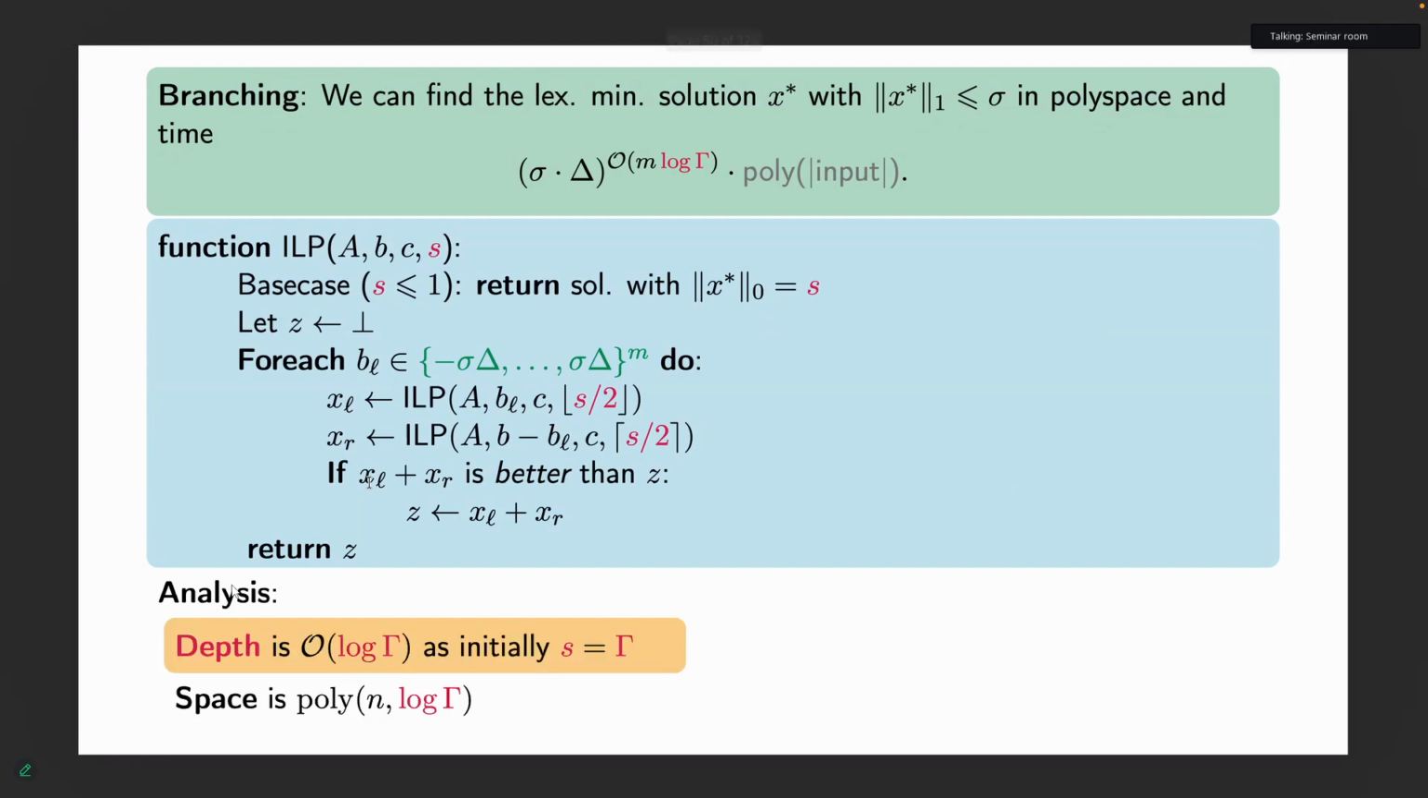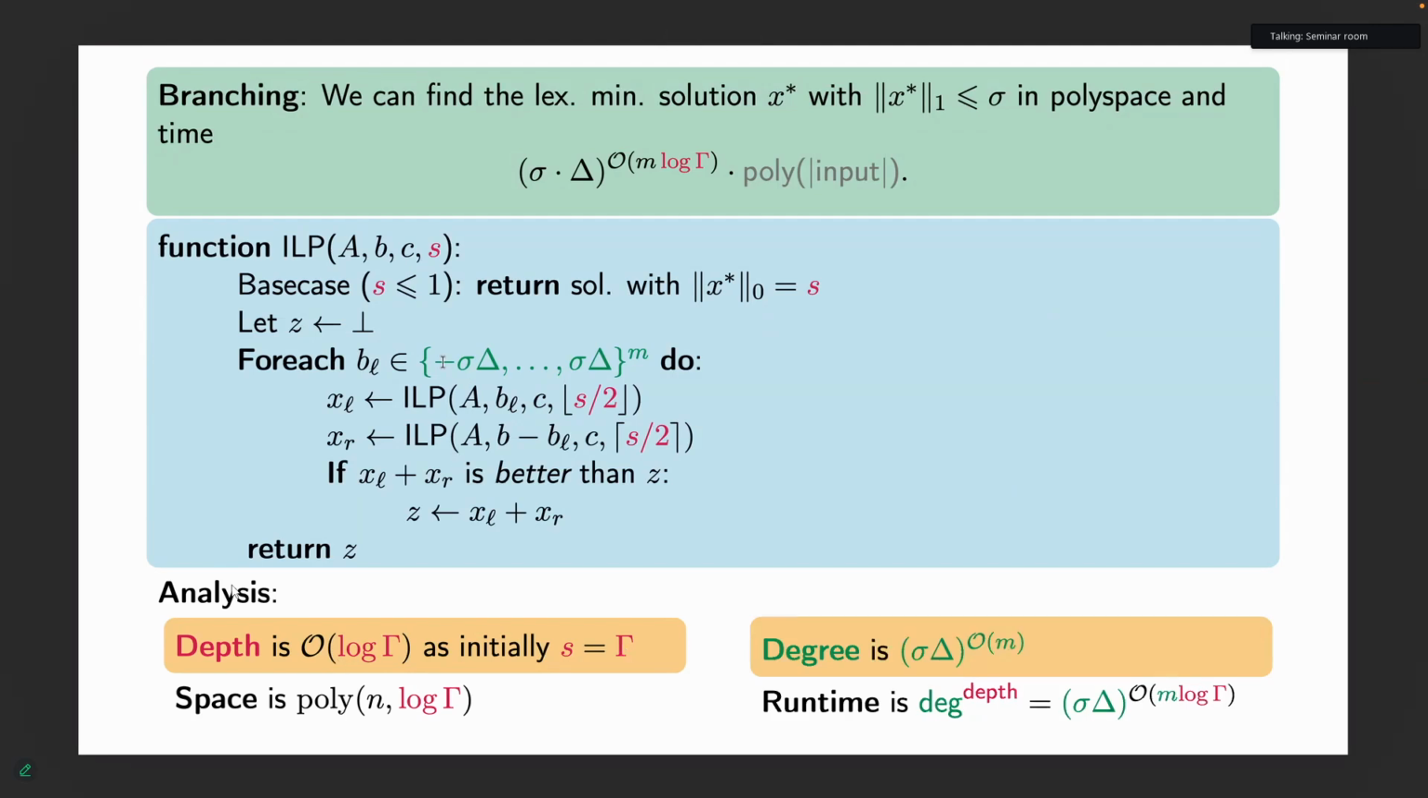For the analysis, as I already told you, the depth is just log gamma. This is the bound of the support. Space is also polynomial because that's the depth of my recursion. The degree of my branching procedure is the size of this green expression here, and this is sigma times delta to the power order of n. So if you now analyze the size of the branching tree, this is the degree of the branching tree to the power of the height of the branching tree. This is this, and this is what I promised.